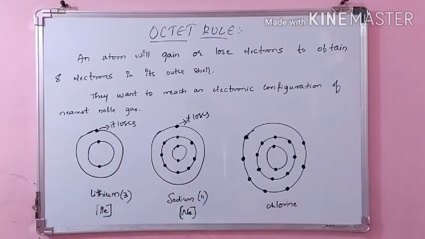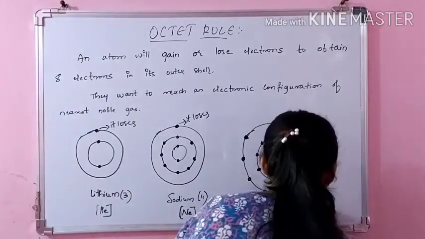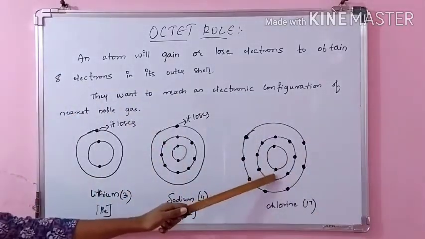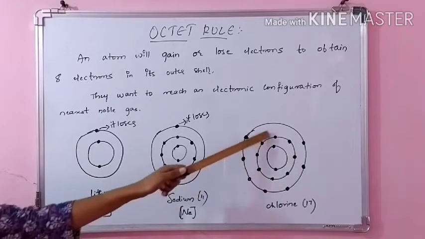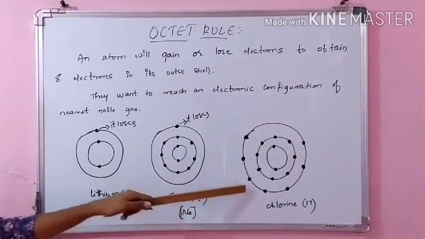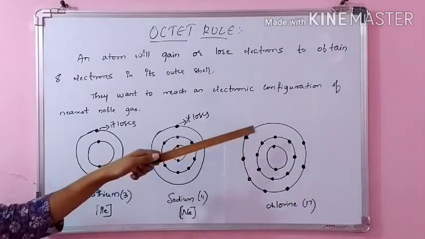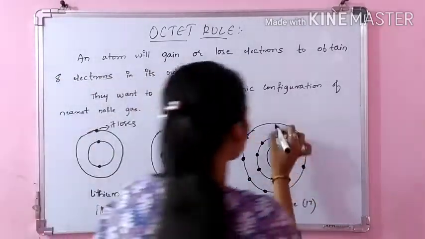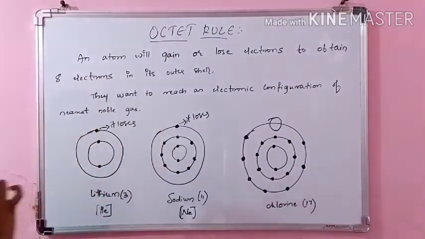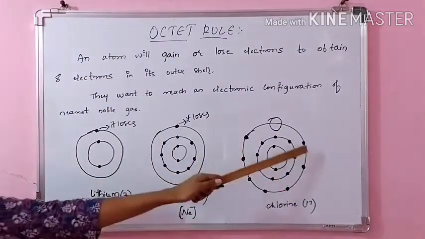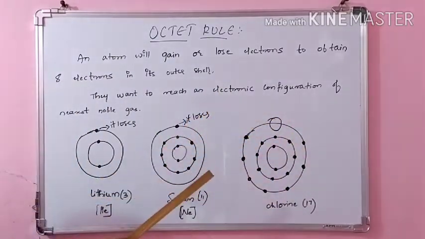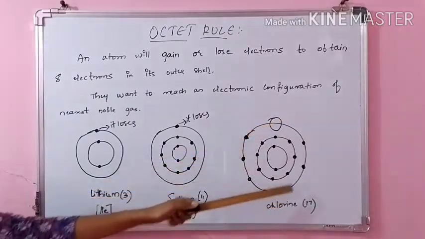Coming to chlorine. Your chlorine atomic number is 17, isn't it? Your first shell is completely filled with 2 electrons. The next shell is also completely filled with 8 electrons. Coming to the outermost valence shell, here 7 electrons are present, but it needs 1 more electron. Only 1 electron is deficient. So instead of losing 7 electrons, it can just gain 1 electron. It is easy to gain 1 electron instead of losing 7.